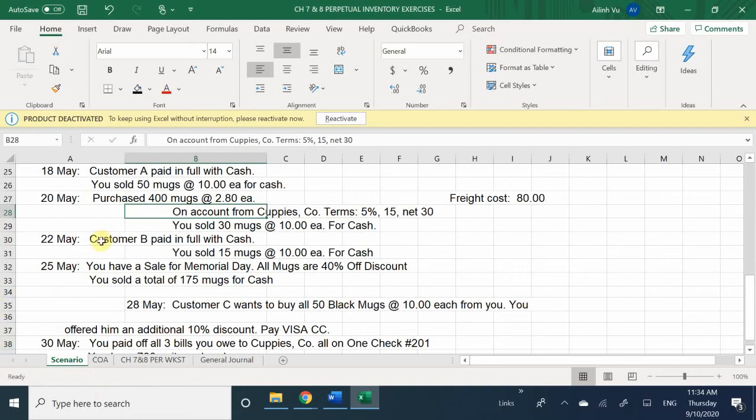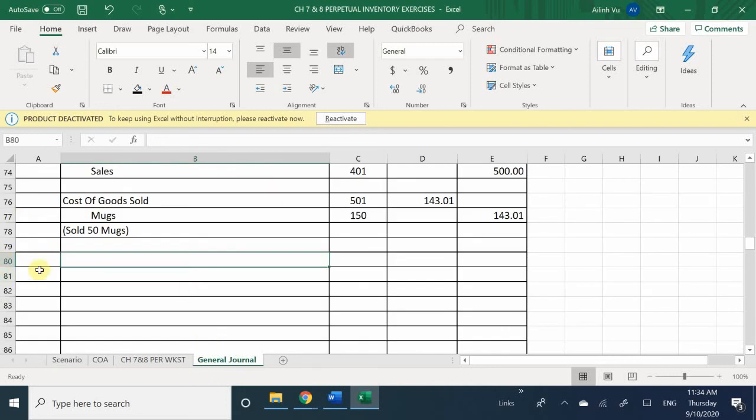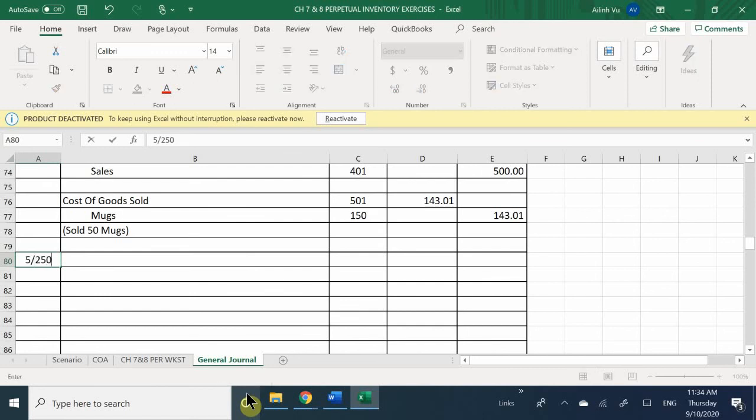So purchase 400 mugs at $2.80. Okay, so you have a few choices. Like I said, I want to go into the journal to lay down the foundation that we have this, okay? So what was the date again? May 20th. May 20th.